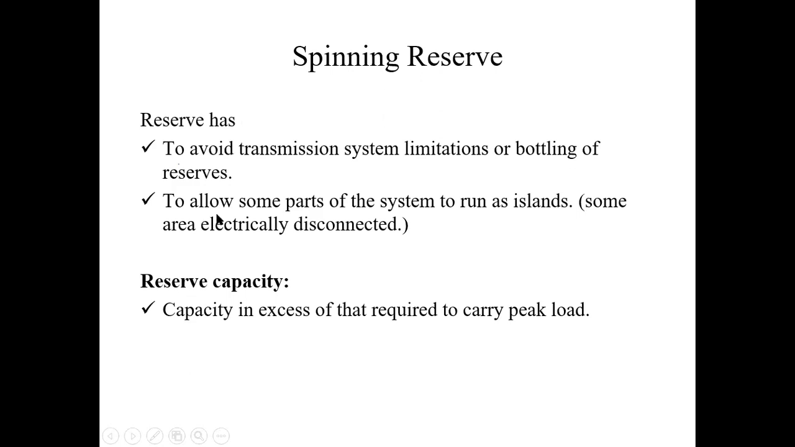The total allowance for some parts of our system to run in either mode is called a spinning reserve. So this spinning reserve is mainly used for avoiding transmission system limitations for bottling up of reserves. The amount of reserve capacity involved to carry the peak load of the system is very much essential by means of spinning reserves.